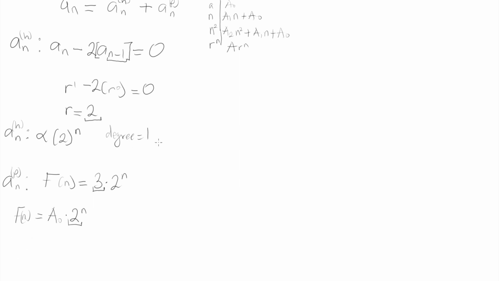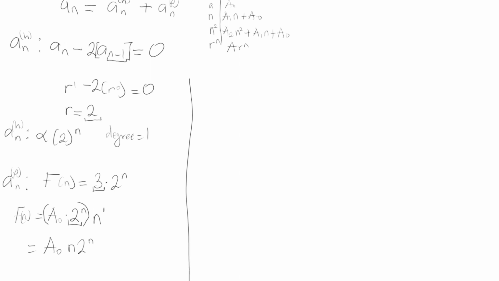So then here, since the degree is 1, we'd have to multiply this by n raised to the degree of 1. So we could rewrite it as a naught n then 2 to the n. And since the particular solution must satisfy the recurrence relation we're given, we'd have to input this particular solution into the recurrence relation.